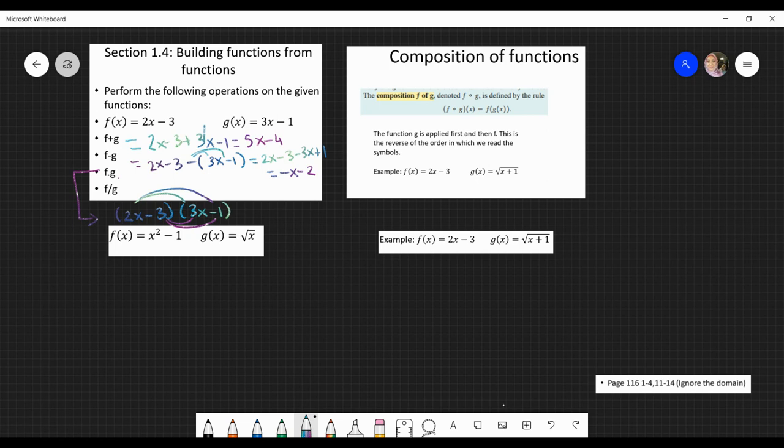The last one, division. So 2x minus 3 over 3x minus 1. And there's nothing I could do about it. So this is a new rational function. And this is a misconception that I would like to address. I cannot divide this into two portions. I can't say, oh, it's 2x over 3x minus 3 over negative 1.